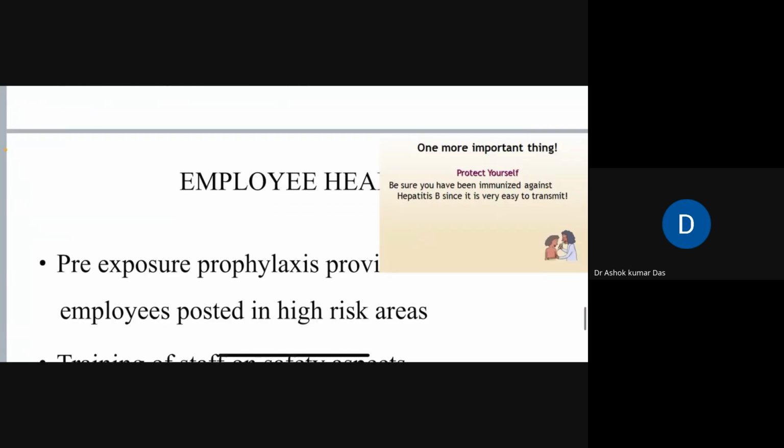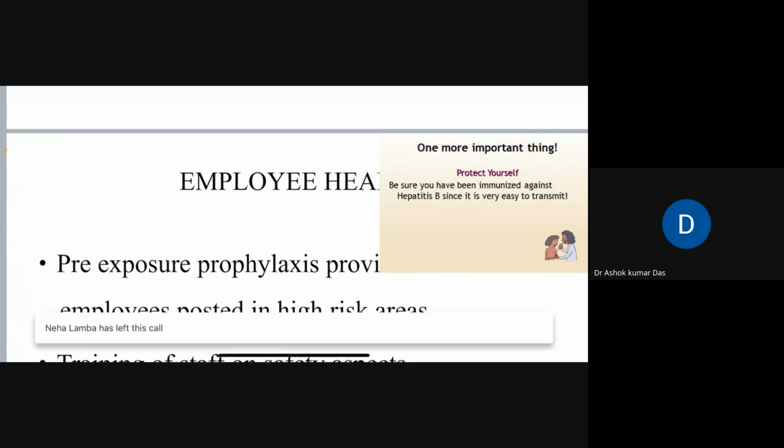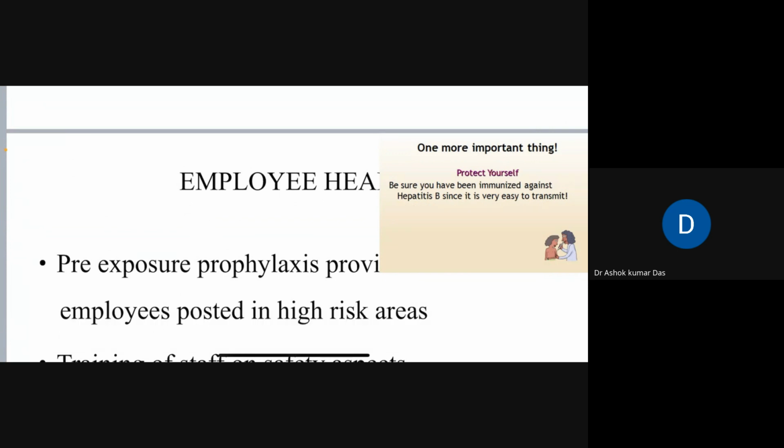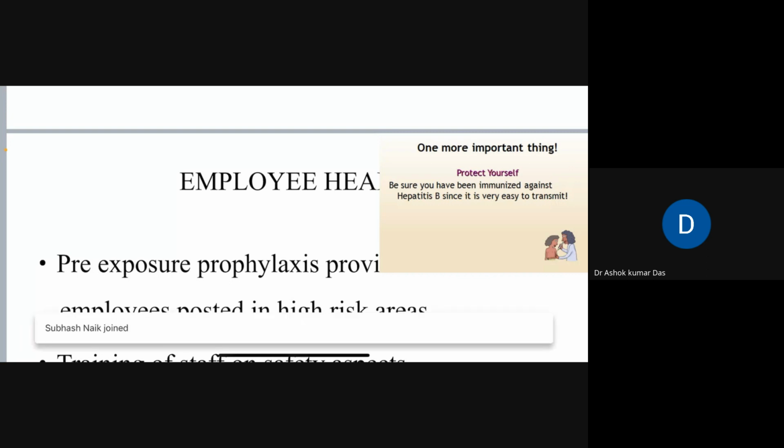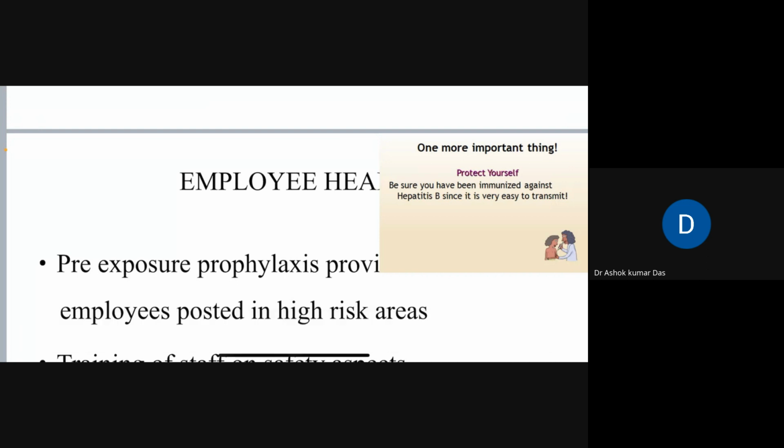Then, another thing, be sure that you have been immunized. This is a very important thing: healthcare workers should protect themselves also. So ideally, the institute should have a program where healthcare workers are immunized against hepatitis B. Otherwise, it is our duty also, if you know your vaccination record, that you have been immunized with hepatitis B, 3 doses in your childhood. So one test is anti-HBs, that is the antibody against this virus.